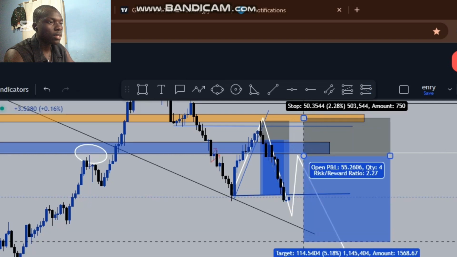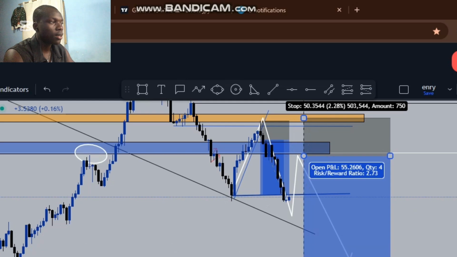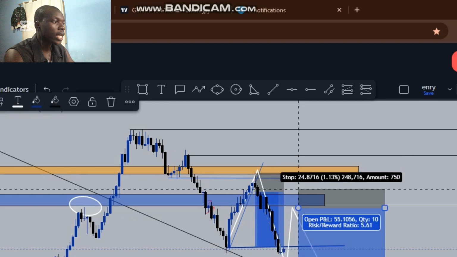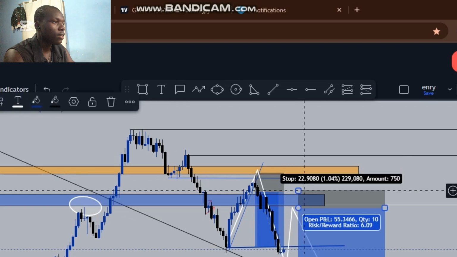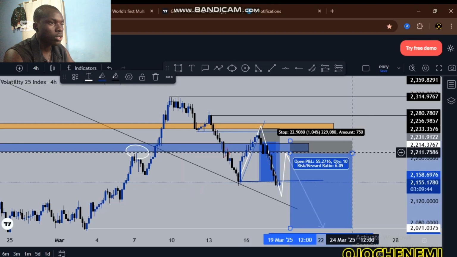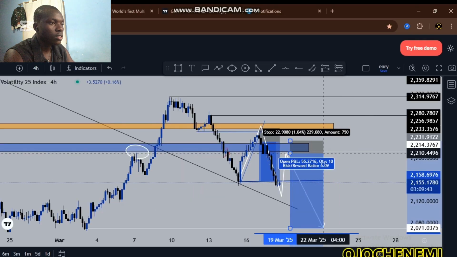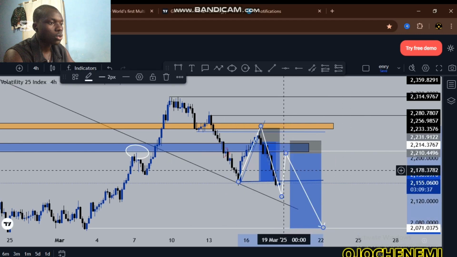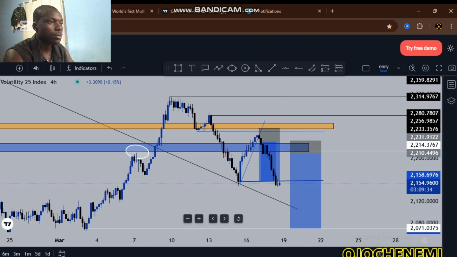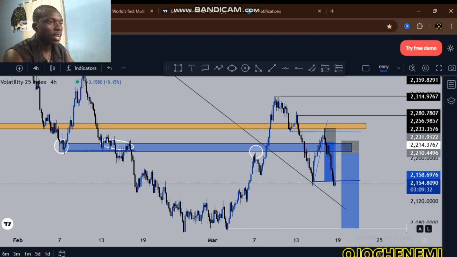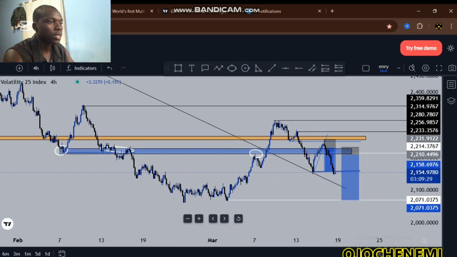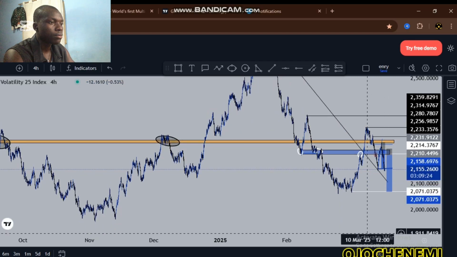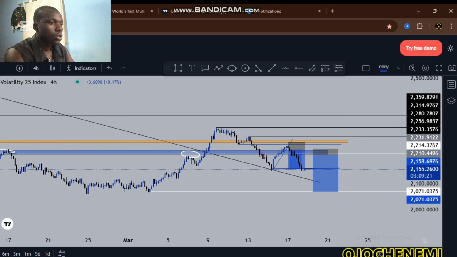So we are expecting the price of the VIX 25 to drop to this zone. I'll be selling again. I'll be going on a short position from this zone to this point. That's 139 pips. That's my target, and my stop loss will be above here. So this is what I'm expecting.